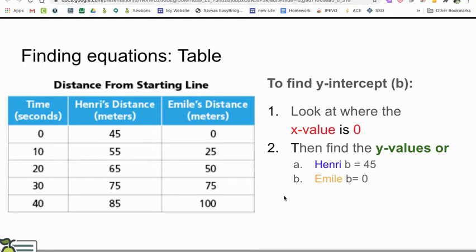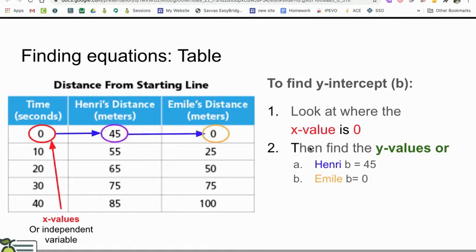So we've got the two parts again. If we're trying to find the y-intercept, the first place we're going to start is the x values, because we need to find where the x value is 0. When the x value is 0, that's telling you you're at the y-axis. Then we just need to look at the numbers that represent that. So for Henry, 45, and for Emil, it's 0. Two different y-intercepts.